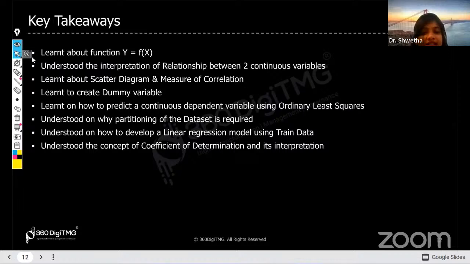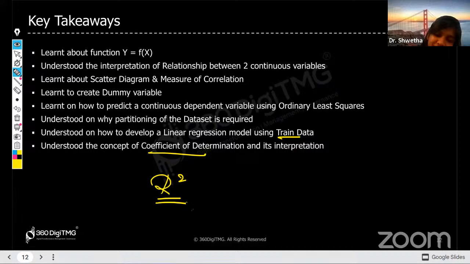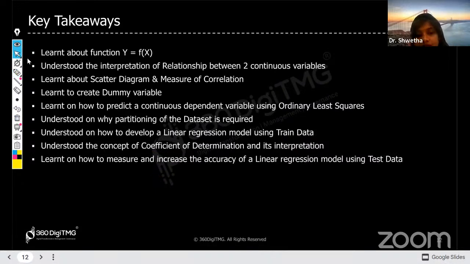Then we learned how to predict a continuous dependent variable using the ordinary least squares technique. We also understood the partitioning of the data, dividing the data into train, test, and valid. Then we learned how to develop a linear regression model using trained data. Then we learned about the coefficient of determination, that is R squared. If R squared is more than 0.85, then it is a good model.